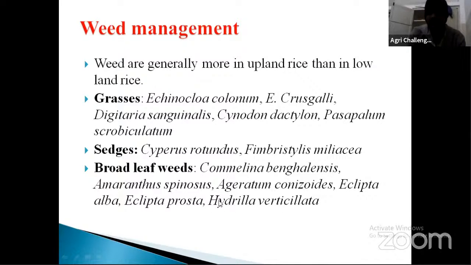This Hydrilla verticillata is an aquatic weed. In exam, they might ask, by giving these options, which of the following is a grassy weed or which of the following is a broadleaf weed. So you also have to read this classification: grasses, sedges and broadleaf weeds. Here only few examples are given, but you have to read thoroughly about this grass, sedge and broadleaf weeds classification.